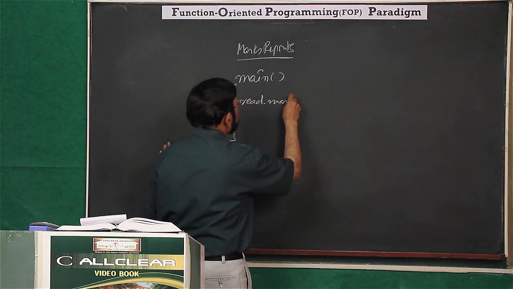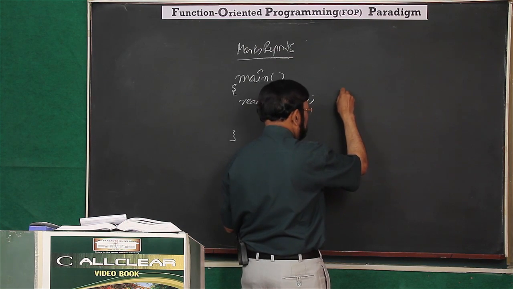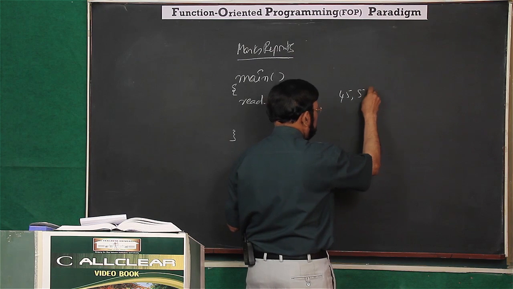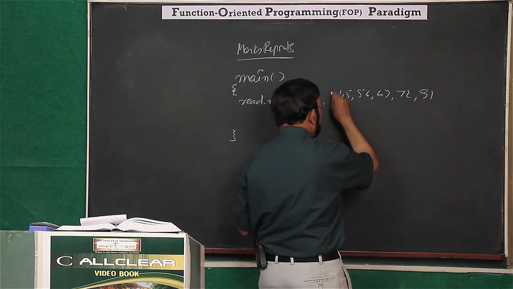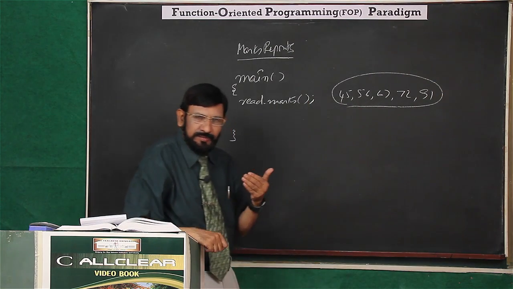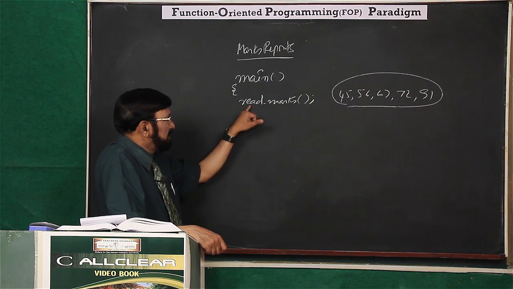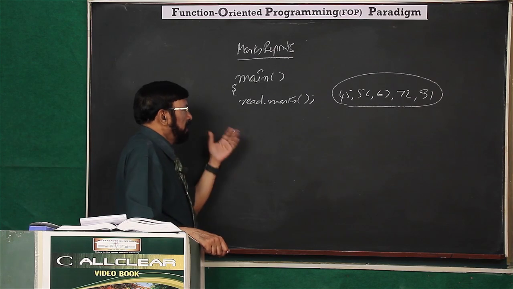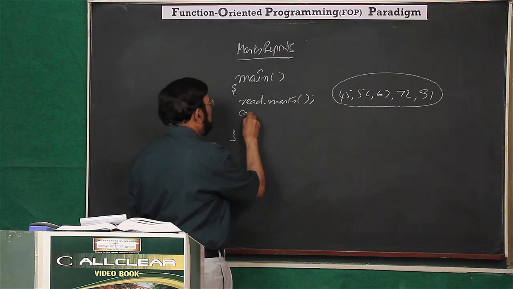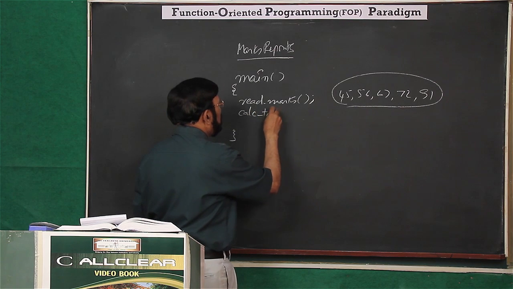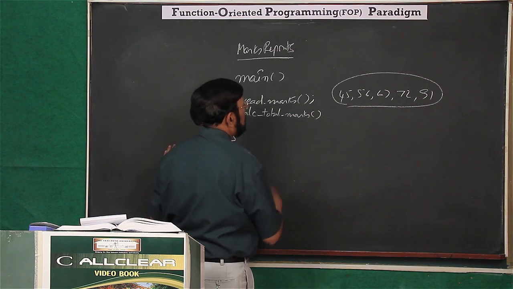This is the first function. What is the job? Suppose your marks are 45, 56, 67, 72, 91. It reads the marks. It takes the marks from the keyboard and stores them in computer memory. That process is called reading marks. After reading marks, what do you have to do? You have to calculate total marks.